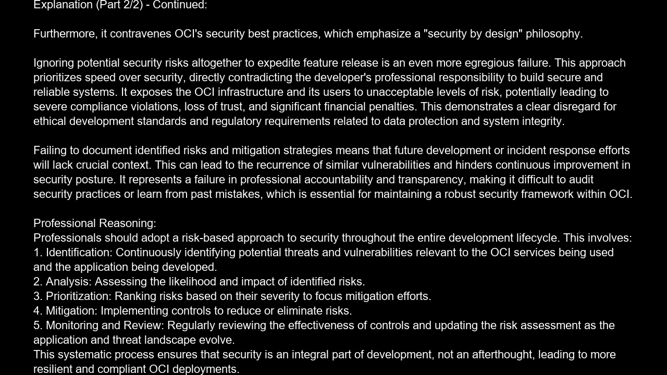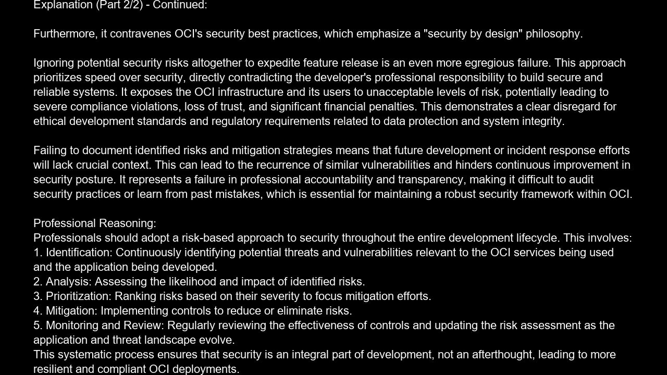Failing to document identified risks and mitigation strategies means that future development or incident response efforts will lack crucial context. This can lead to the recurrence of similar vulnerabilities and hinders continuous improvement in security posture. It represents a failure in professional accountability and transparency, making it difficult to audit security practices or learn from past mistakes, which is essential for maintaining a robust security framework within OCI.